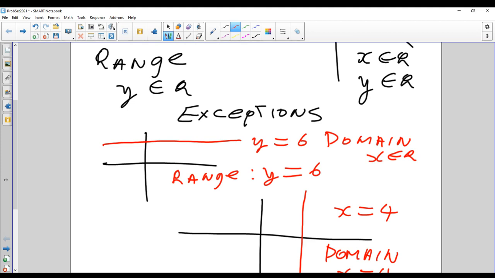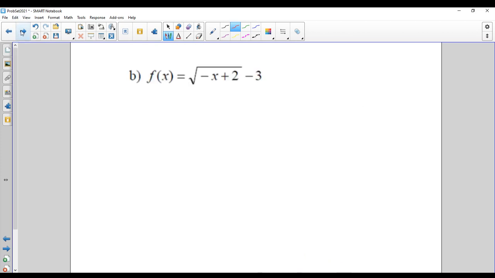Okay, the first one was easy then, right? Let's get to the second one. Things are going to be a little different with the second one. This one is a square root function. The square root of minus x plus 2 and then minus 3.